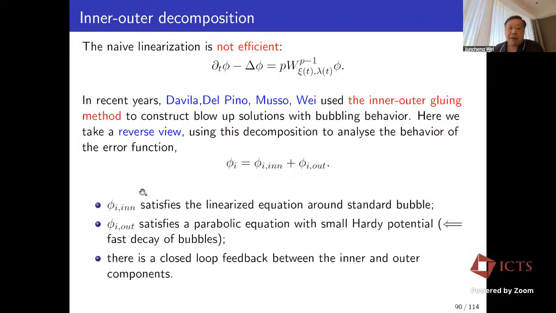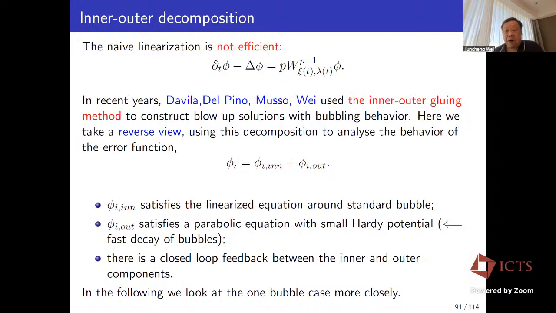So now we have to decompose the error into the inner part and the outer part. Okay? So the inner part satisfies the linearized equation around the standard bubble. The outer part satisfies a parabolic equation with small higher-order terms. And we have to see how these two terms, the outer and the inner, interplay. And so there's a closed-loop feedback between the inner and outer components.